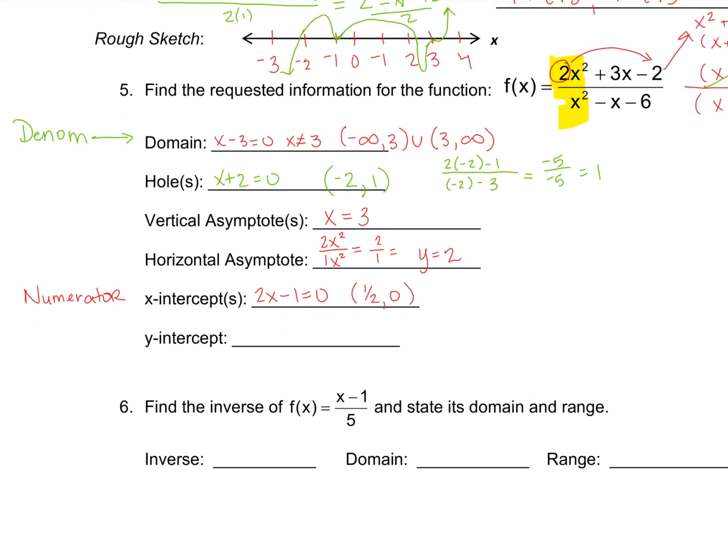The y-intercept, well, that one's nice and easy. The y-intercept is also controlled just by these last constants. So -2 over -6 is going to reduce to 1/3, but I'm going to put it in as a point, so 0, 1/3 is where I have a y-intercept. If all else fails, plug it into your calculator. Take a look at it.